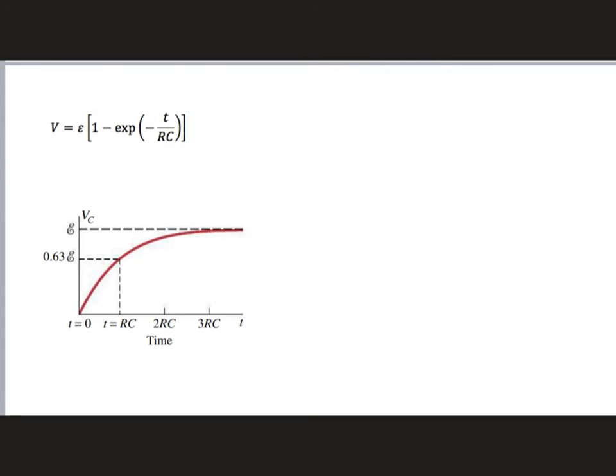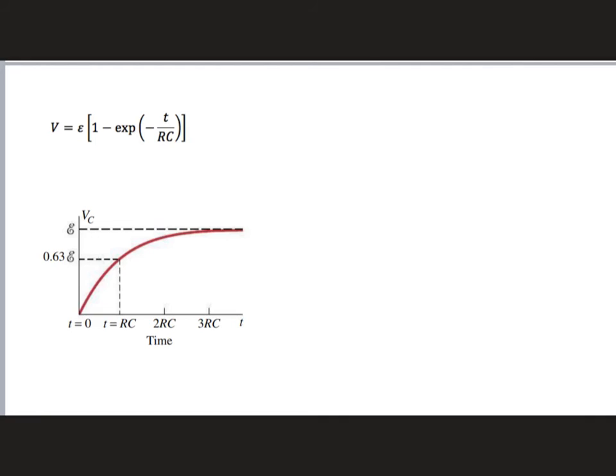Now, if we look at this function V, we can graph it as well. And we know that at t equals 0, the voltage is going to be 0. It's going to increase, and it's asymptotically going to approach this value, that V is equal to epsilon, the EMF. And that is what the behavior of this function would look like. So it increases to this value asymptotically.